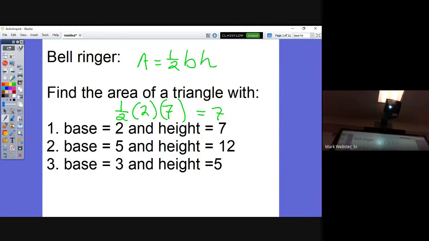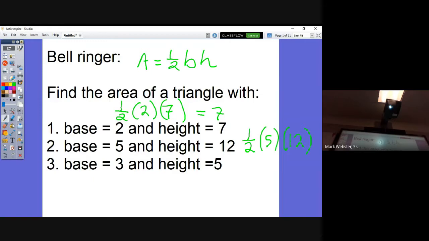Same thing for number 2. 1/2 times base times height. Now, it really doesn't matter the order in which you multiply these, right? So if you want to do 1/2 of 12 and say, hey, that's 6, 6 times 5 is 30. Or if you want to do 5 times 12, that's 60, 1/2 of that's 30. You want to do 1/2 of 5 is 2.5, 2.5 times 12, still 30, right? Doesn't matter which way you go. All that matters is that you get the same answer right.